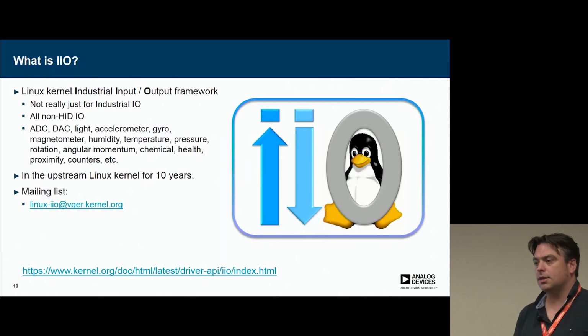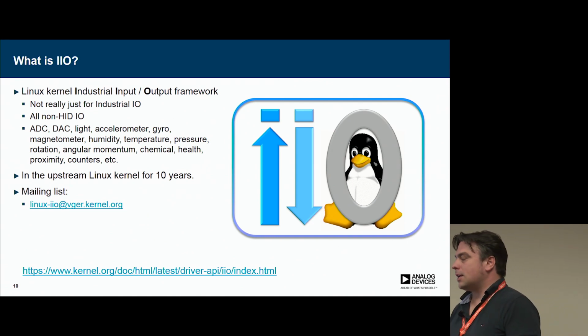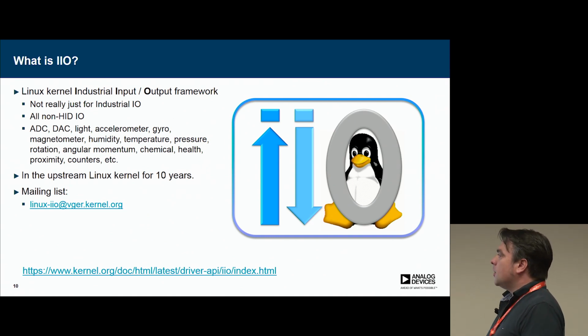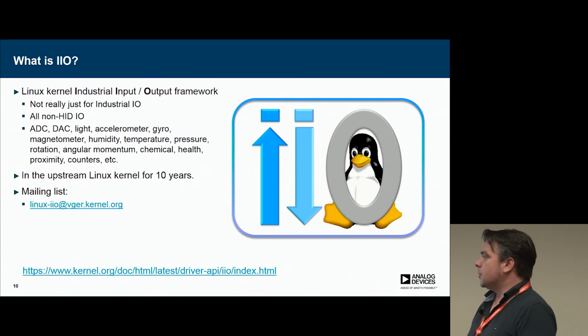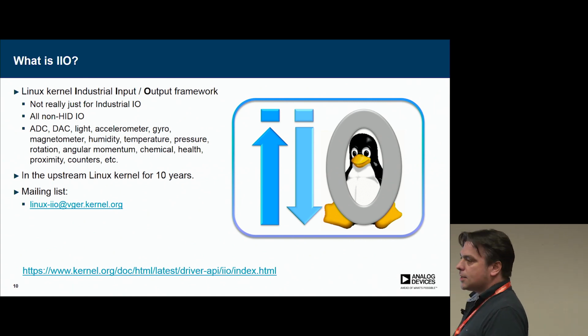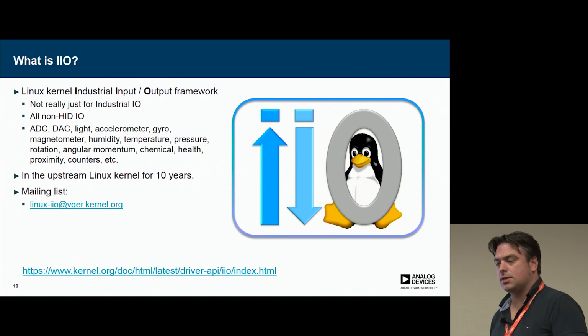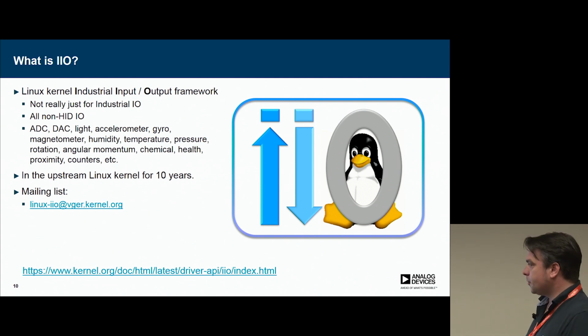So what is the Linux Industrial I/O subsystem? It's not just for industrial I/O. It basically supports all the non-human interface devices in the kernel. It's a sensor framework, so it's used for all these accelerometers, gyros, all kinds of sensor types. And it's been in the upstream Linux kernel for more than 10 years now.